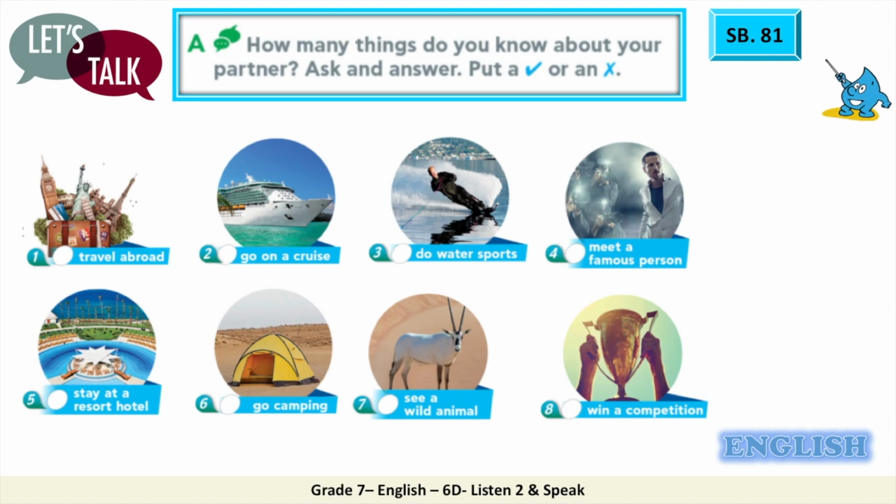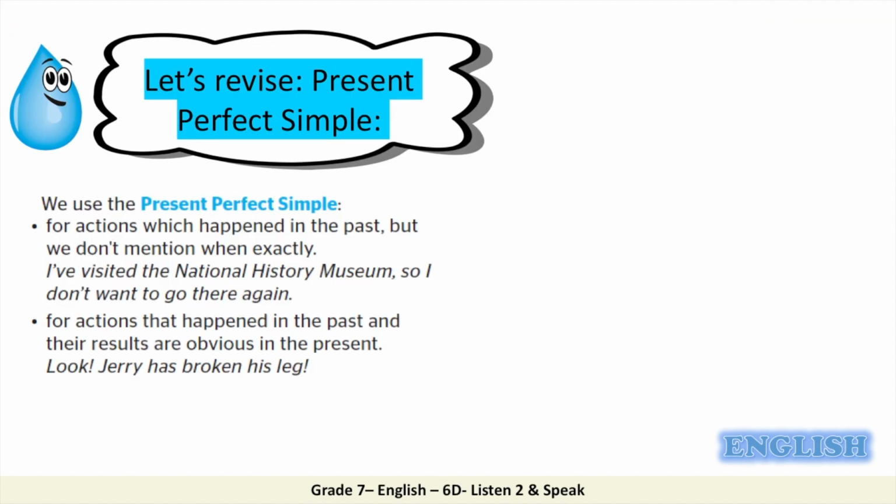When talking about previous life experiences, the best tense to use is the present perfect simple. So let's revise the present perfect simple first. So when do we use the present perfect simple? That's right. We use the present perfect simple for actions which happened in the past, but we don't mention when exactly. For example, I have visited the National History Museum, so I don't want to go there again.